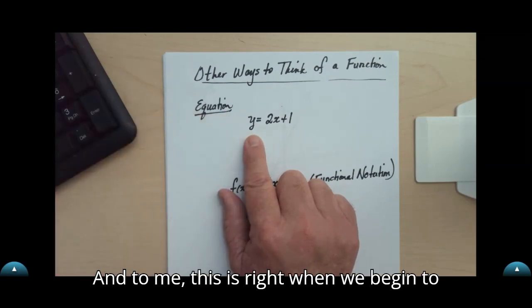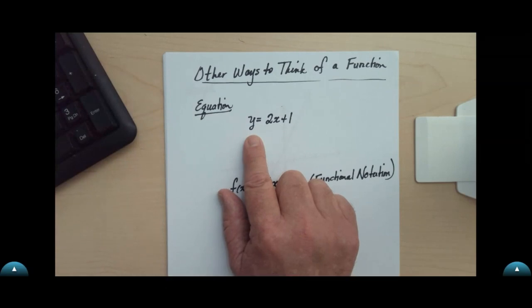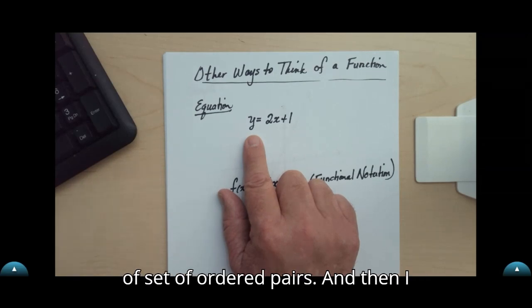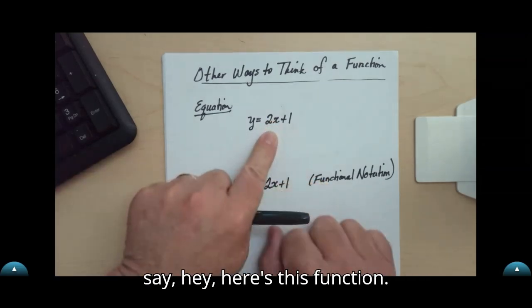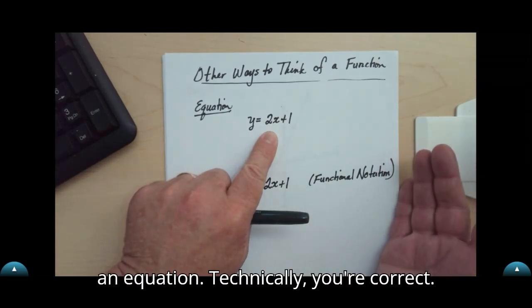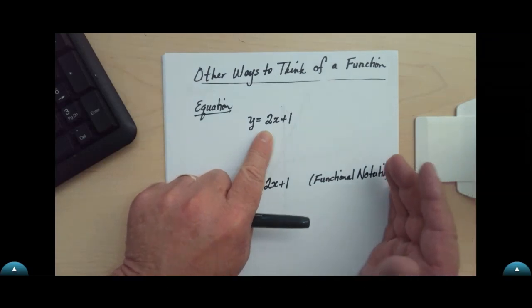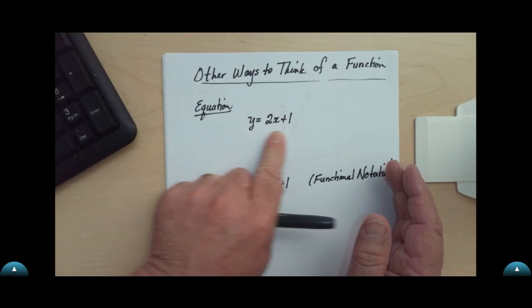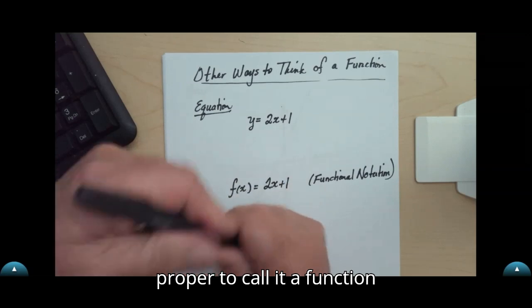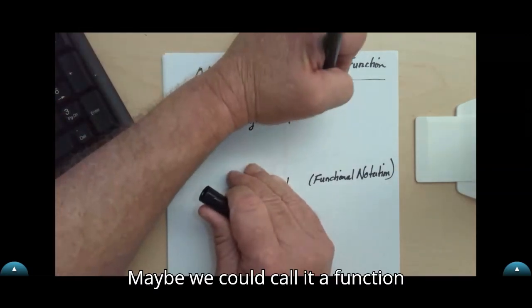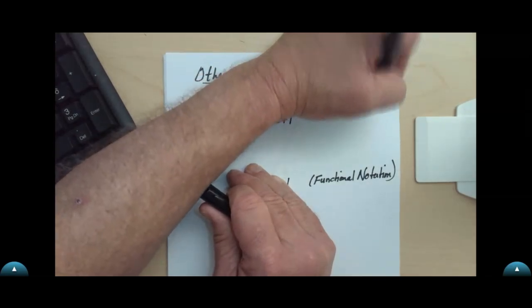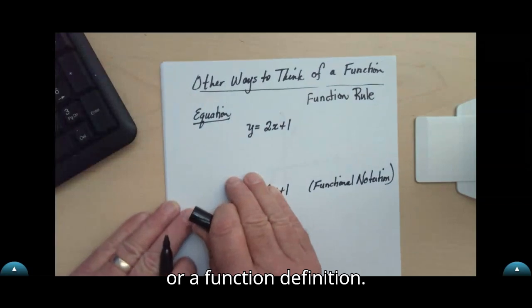And to me, this is right where we begin to get algebra students all confused, because I just talked to you about the fact that a function is a particular kind of set of ordered pairs. And then I say, hey, here's this function. And you're looking at it going, well, that's not a set of ordered pairs, it's an equation. Technically, you're correct. Technically, this is not a function. It is probably more proper to call it a function rule or a function definition.